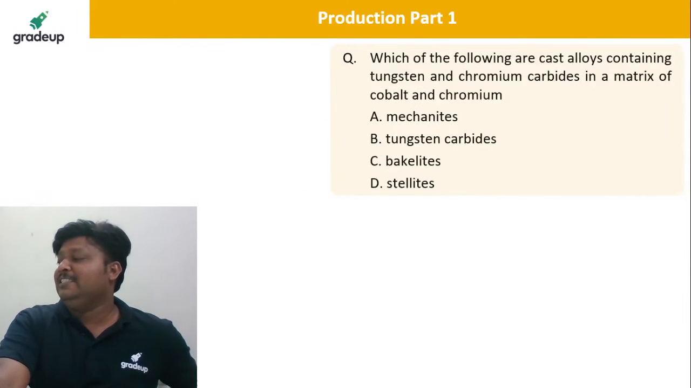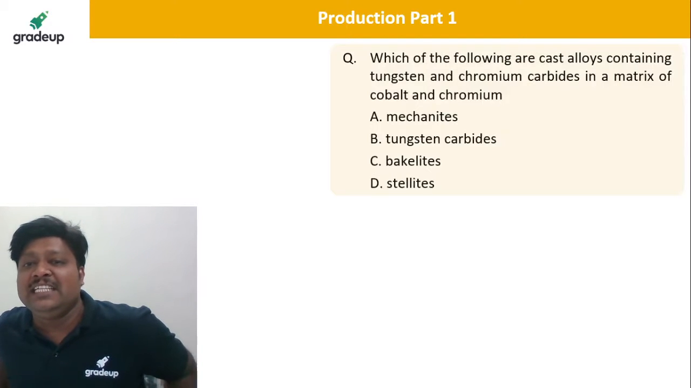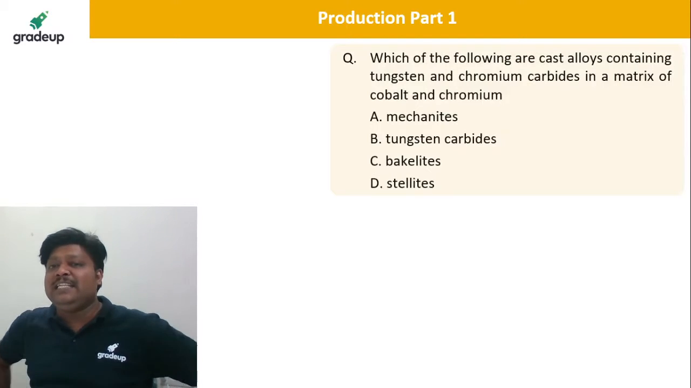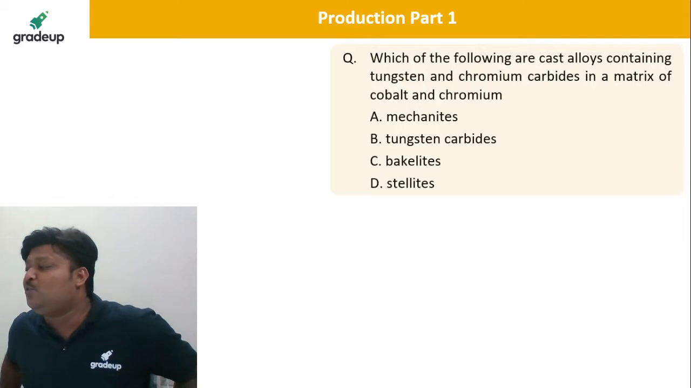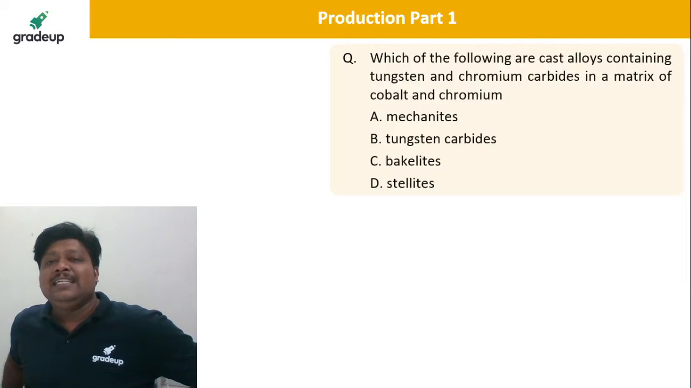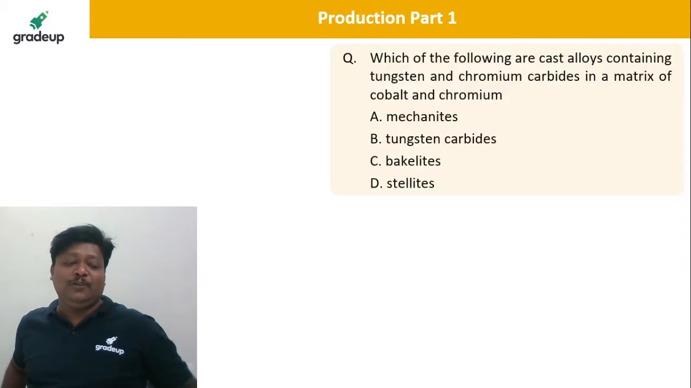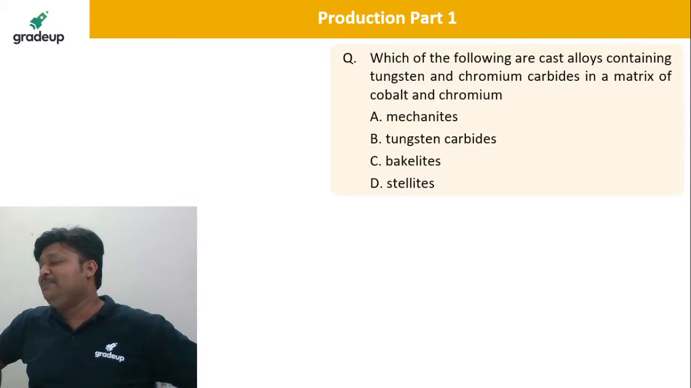Very good. Which of the following is the cast alloy containing tungsten chromium carbide in the matrix of cobalt and chromium? Adnan, yes dear, thank you dear. Tell me the answer.